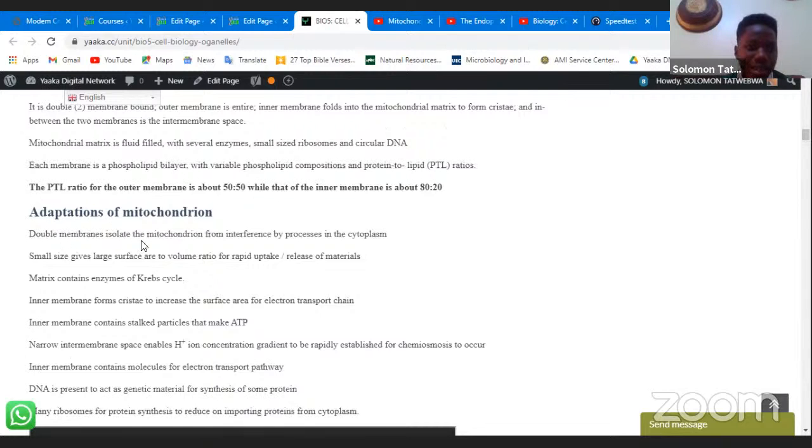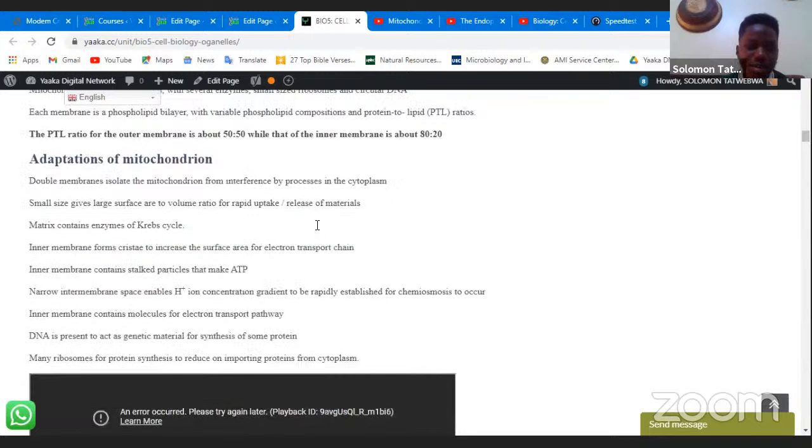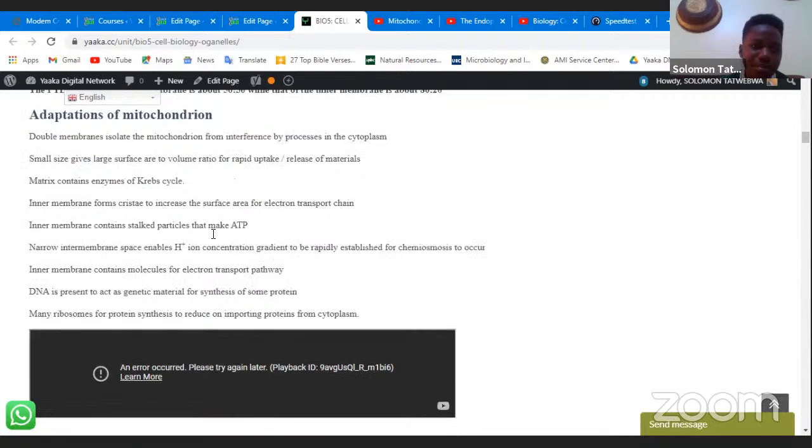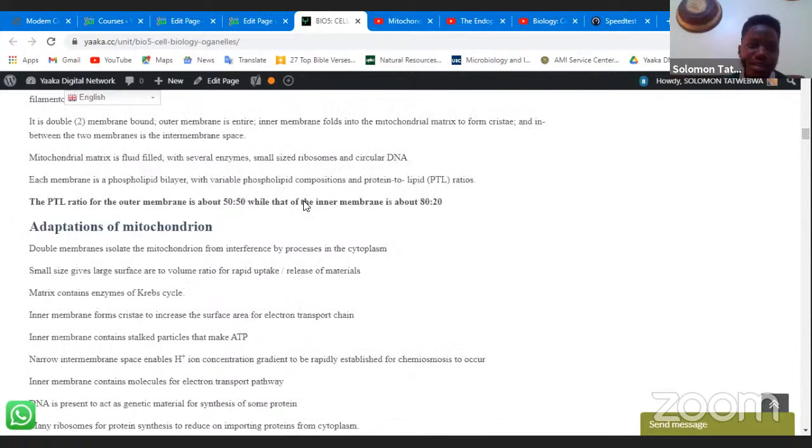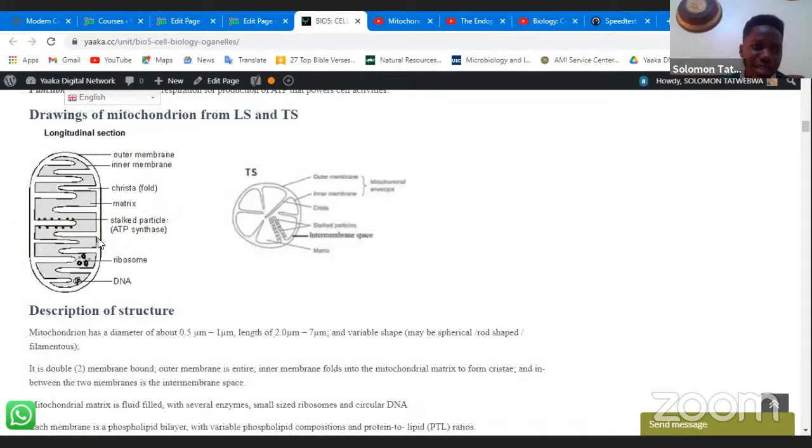A double membrane isolates the mitochondria from the interference of cytoplasm reactions. Small size gives a large surface area to volume ratio for rapid uptake and release of materials. The matrix contains enzymes for the Krebs cycle. The inner membrane forms cristae to increase the surface area for electron transport. Cristae, we have said, are the inner foldings, the finger-like projections, yeah?